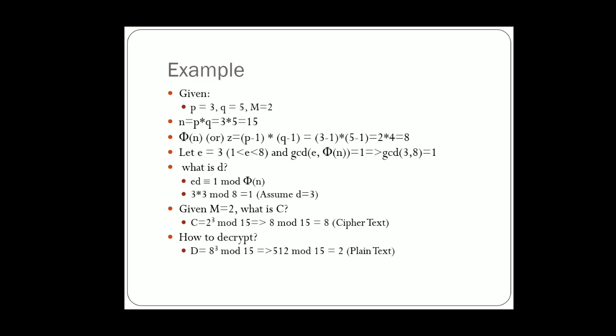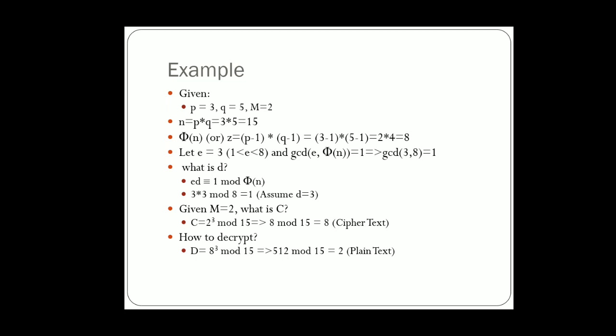The 3 is in between the value of 1 and 8. The first condition is satisfied. And the GCD of 3, 8 is 1. Absolutely, the second condition is also satisfied. So, we will take e as 3.